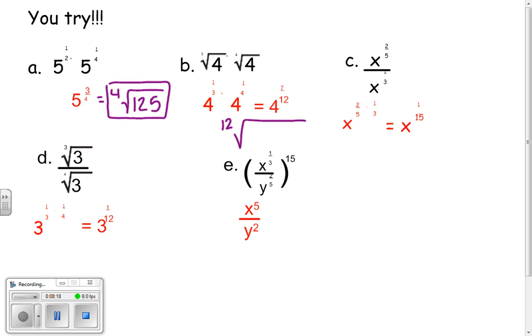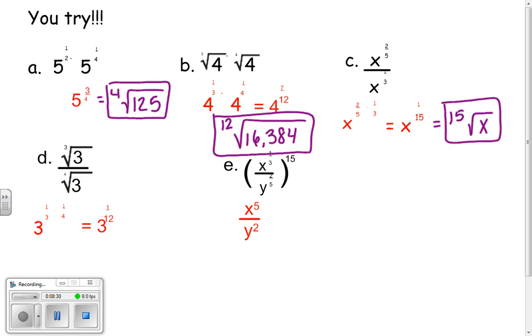And if you use your calculator for that, you would get 16,384. In letter C, this is the same as the 15th root of x. In letter D, that's the same as the 12th root of 3. And letter E, those are exponents that are whole numbers, so they can stay.